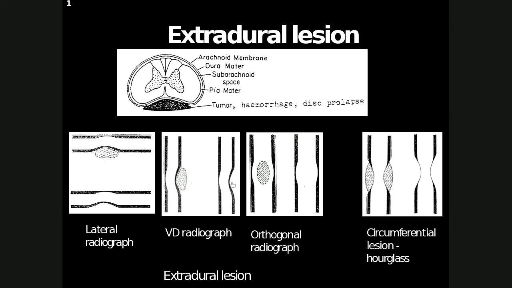On the orthogonal radiograph, so at 90 degrees to any one of these two, so for a lateral, that would be a VD, and for a VD, it would be a lateral, because it's sitting where we really can't see it with the beam, it will just look like the cord is widened in that area, and the contrast is narrowed from within. Whereas a circumferential lesion that goes all the way around will look like an hourglass and deviate inwards and be thinned.